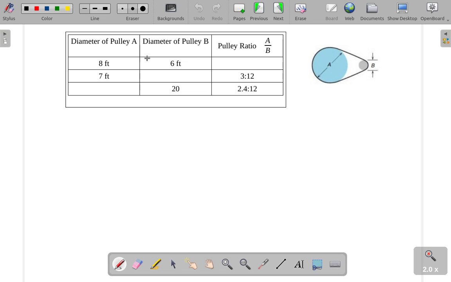So first off, if we know the diameter of A is 8, the diameter of B is 6, then we know A and B essentially. So A over B is going to be 8 over 6, which I could reduce down to 4 over 3.